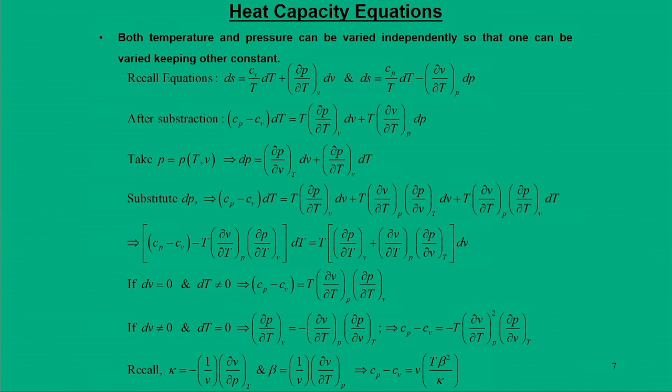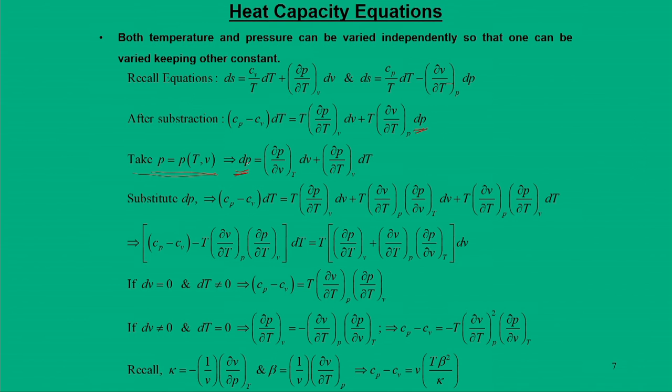Now, from these two expressions, if you subtract, that means if you find Cp minus Cv into dT, dS will get cancelled. So, Cp minus Cv dT would be T times dou P by dou T at constant V dV plus T dou V by dou T at constant P dP. Now, at this stage we see that the left hand side has temperature, and the right hand side has specific volume and pressure. So, if we say pressure is a function of temperature and specific volume, then we can find the expression of dP. Why do we require this? Because we want to get rid of this dP.